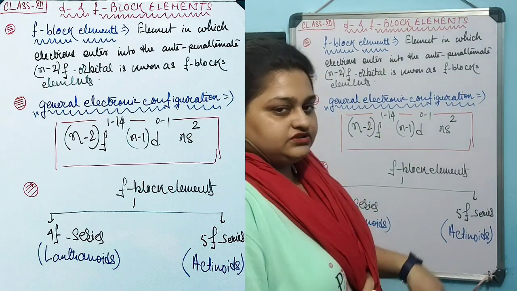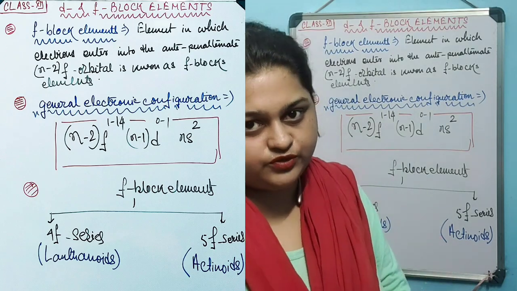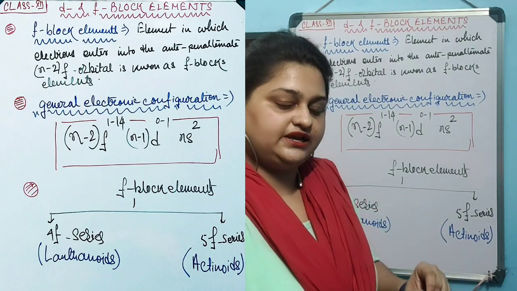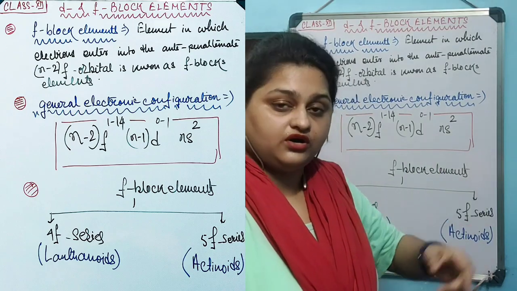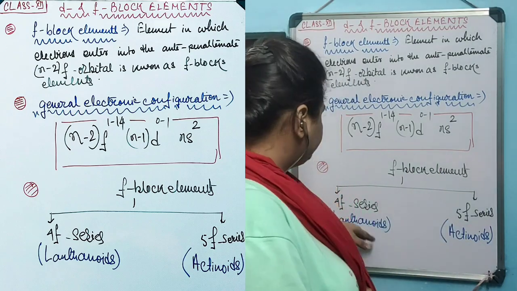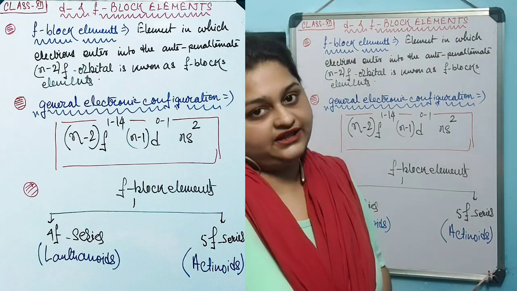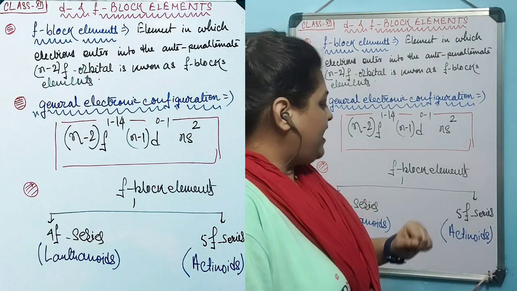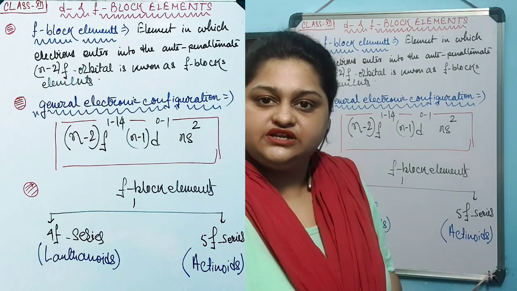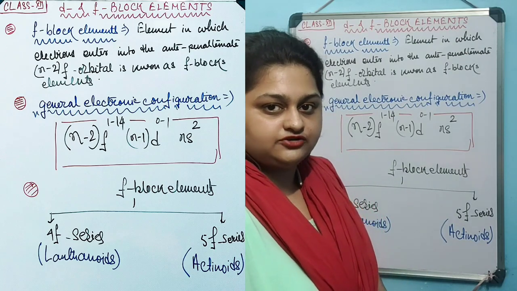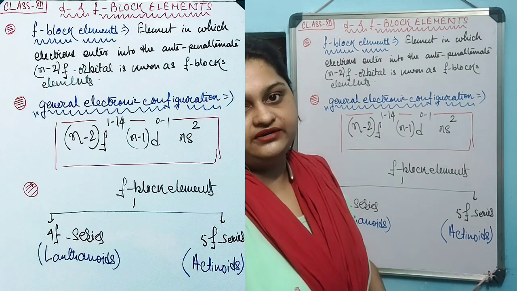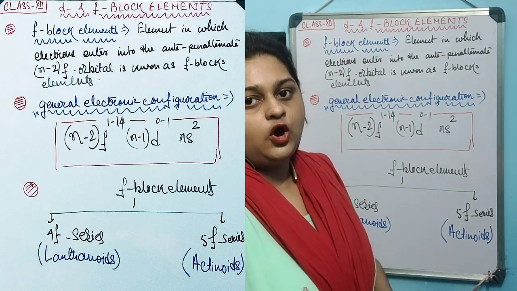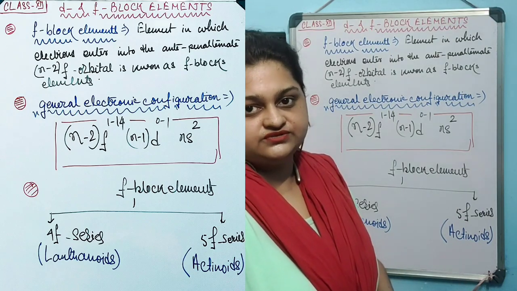F-block elements consist of two series. The 4f series, in which electrons enter into the 4f orbitals of the elements, is known as the lanthanoids in general, and the actinoids, in which the 5f orbitals are being filled up by the electrons. These two series construct the entire F-block elements or inner transition elements.